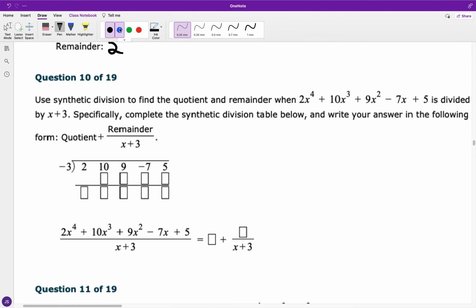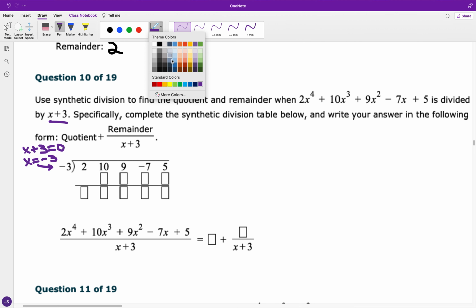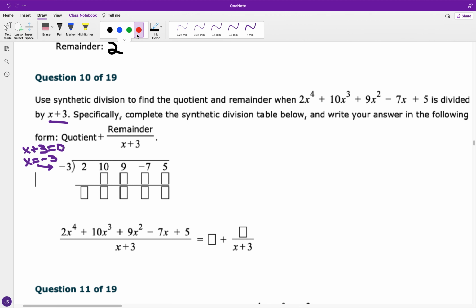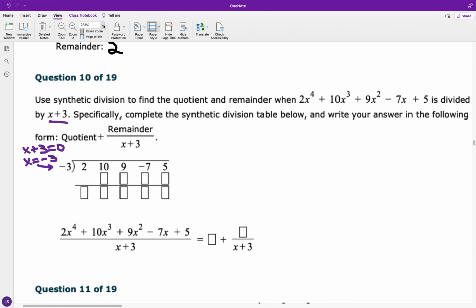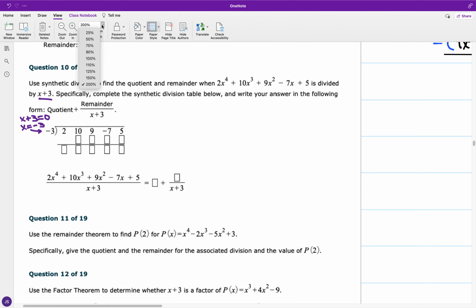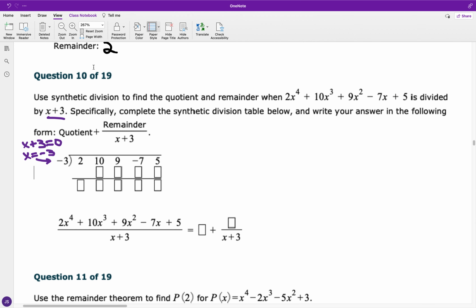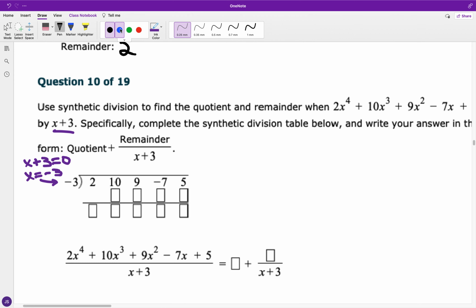Let me mention, we have divided by x plus 3. And if I have x plus 3 equal to 0, then I have x equal to negative 3. Thus, you have the setup as it is, and we're trying to squeeze in these numbers here, with the boxed in values. All right, so again, we have synthetic division.